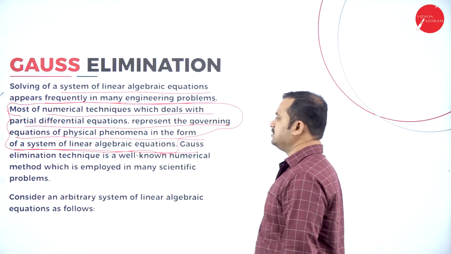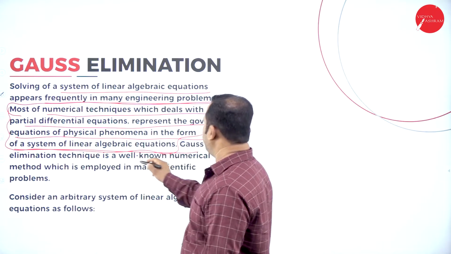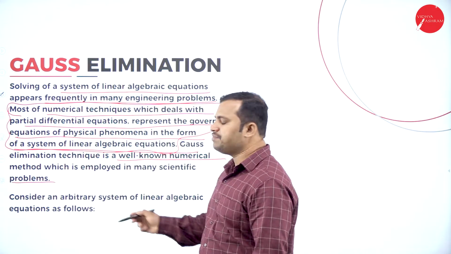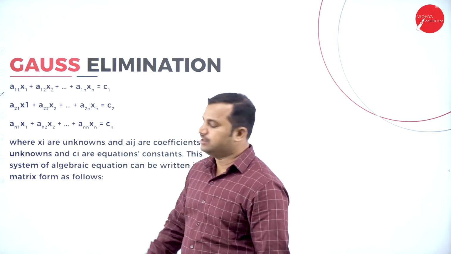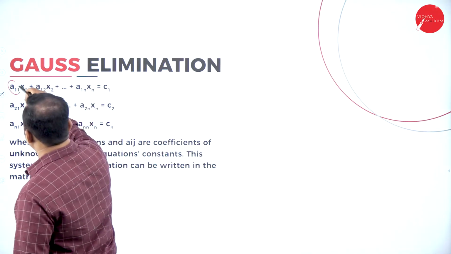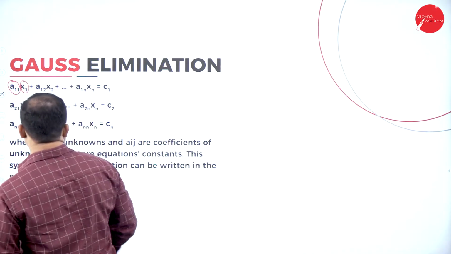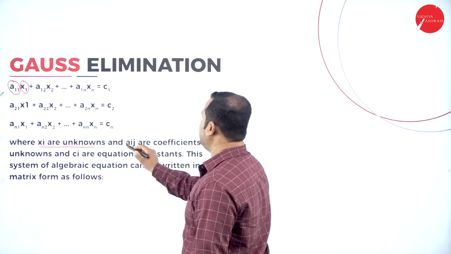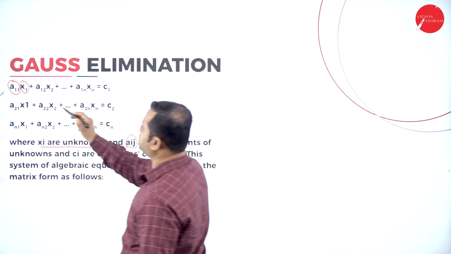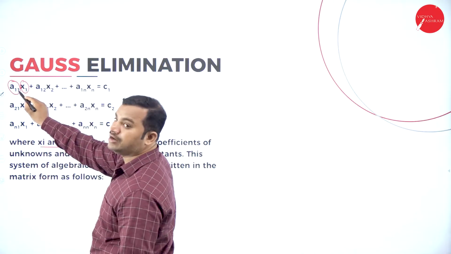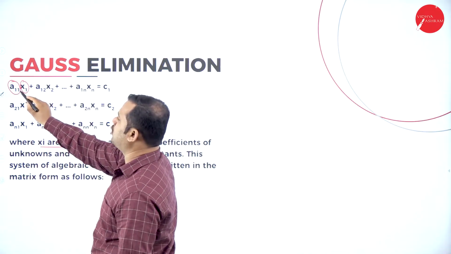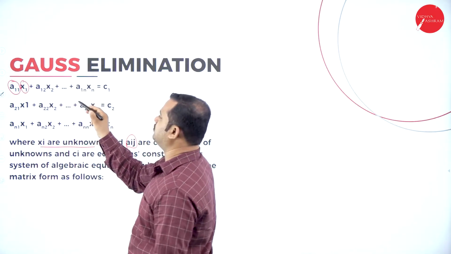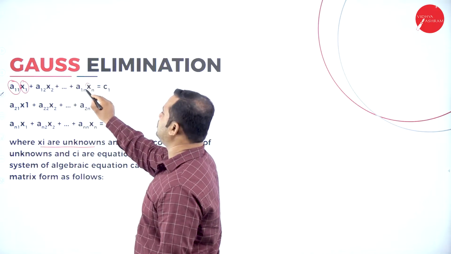Gauss elimination method. Gauss elimination technique is a well-known numerical method which is employed in many scientific problems. Let me consider one of the equations here. In this case, I have the value a11 here, x1 here. So let me take that x1 is an unknown. We have an unknown here, and aij. What is the meaning of aij? i may be 1, j may be 1 here. That is first row, first column. First row, second column. First row, last column. That is nth column. So we have the nth unknown.